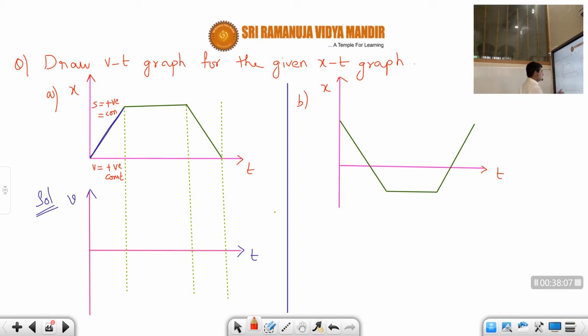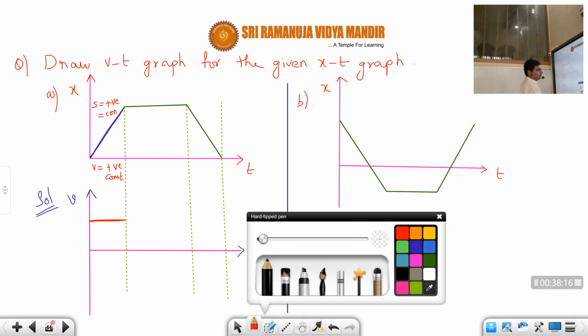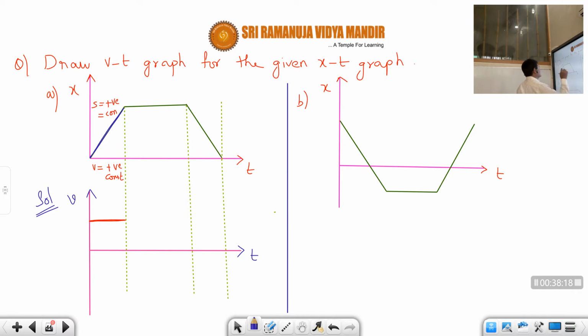Correct or not? So that means we should draw like this, some value. It should be positive and also constant because v is constant. No? Okay.